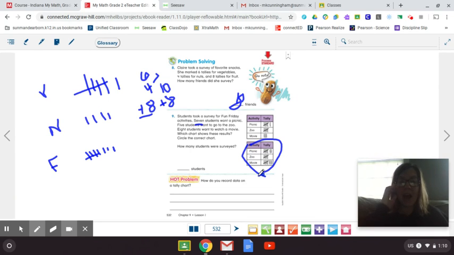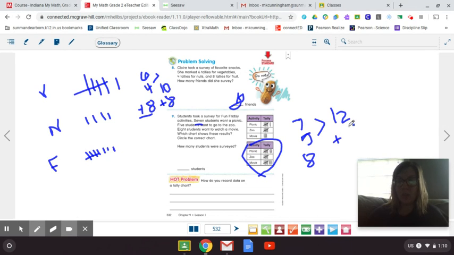Now we need to figure out how many students were surveyed. So we need to do 7, 5, and 8, and add them up. Again, for some of you, I think it's going to be best if you do 7 plus 5 first, which is 12. And then we need to do 12 plus 8, which is 20.